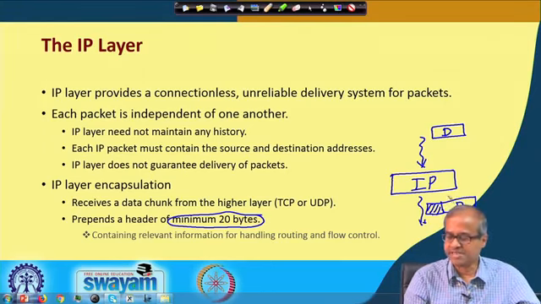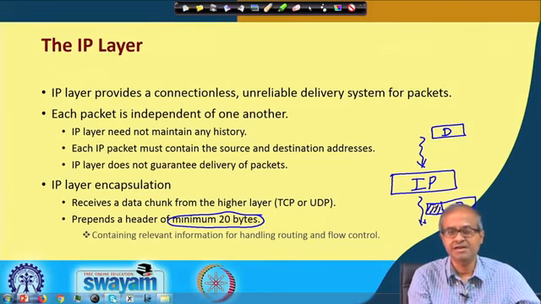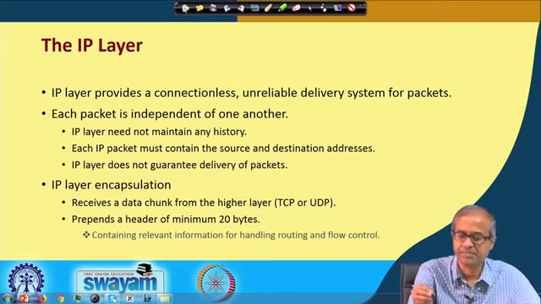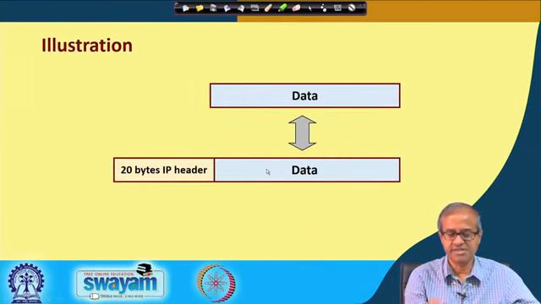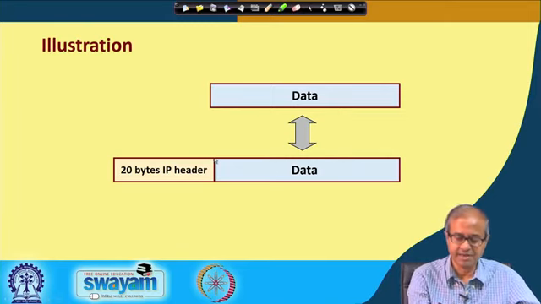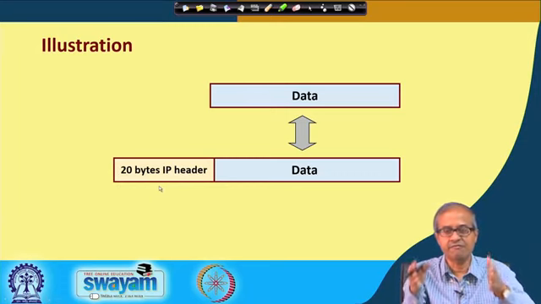The 20 bytes of header is added to the data, and this includes source and destination address and some other information also, which helps in routing the packet and some other services. This we shall see. So, this is what I am talking about. Some data is coming to the IP layer and the IP layer is adding some 20 bytes of header to it and is then forwarding it to the lowermost hardware layer or the data link layer, whatever you call.